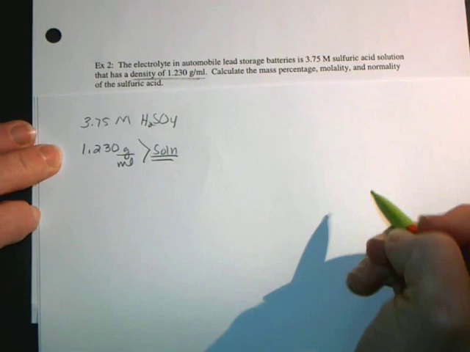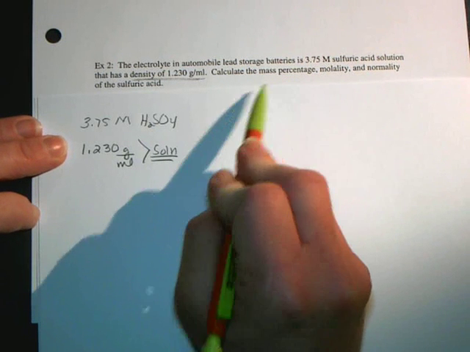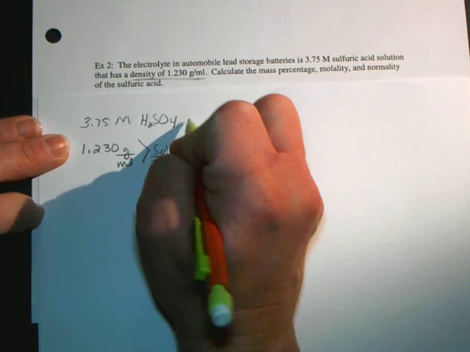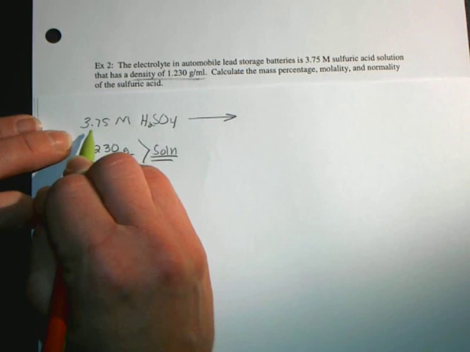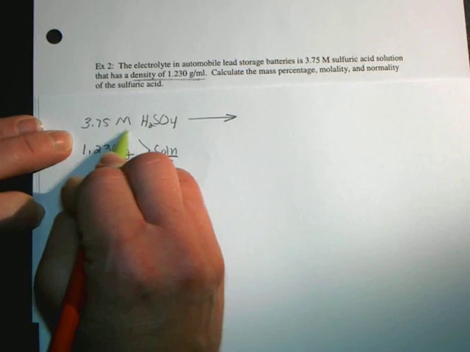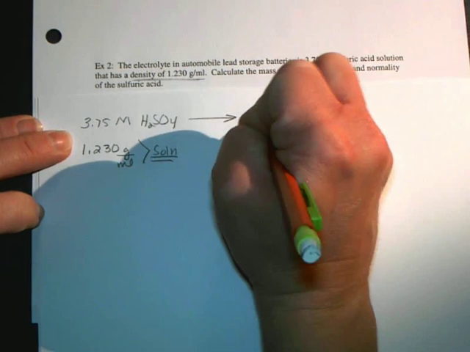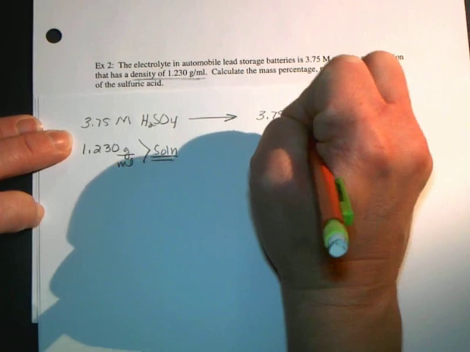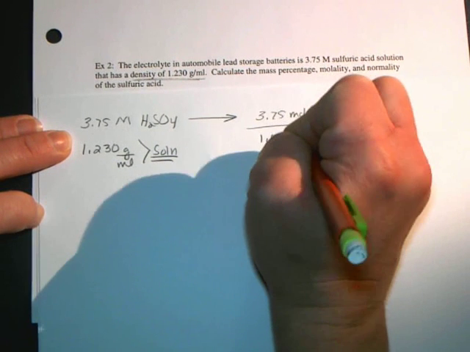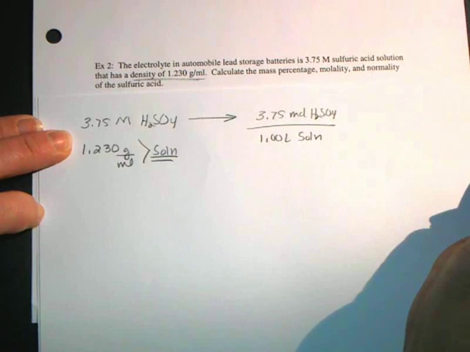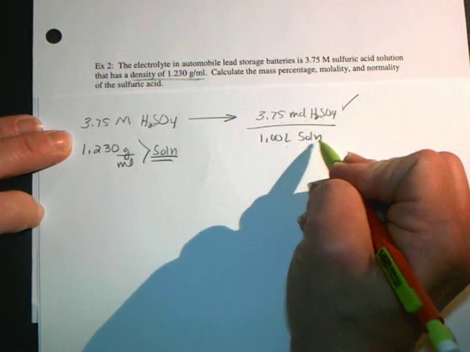All right, well, the first thing we're asked for is mass percent. So we're going to have to take a leap of faith and make an assumption. We're going to have to directly expand and literally interpret 3.75 molar sulfuric acid to be 3.75 moles of H2SO4 for every 1 liter of solution. So this is what we're going to assume. We're going to assume we have 3.75 moles and 1 liter of solution.